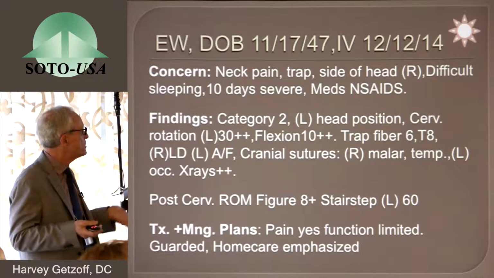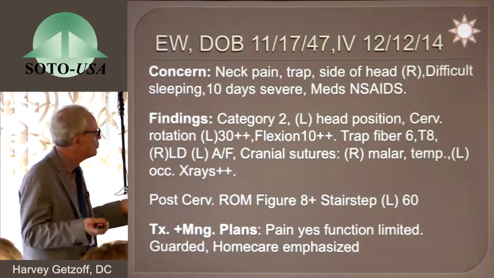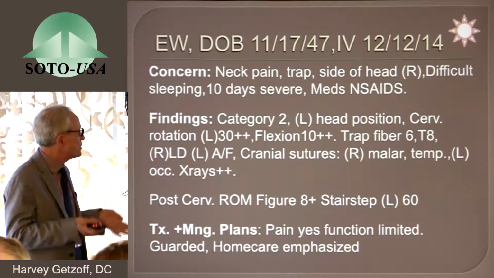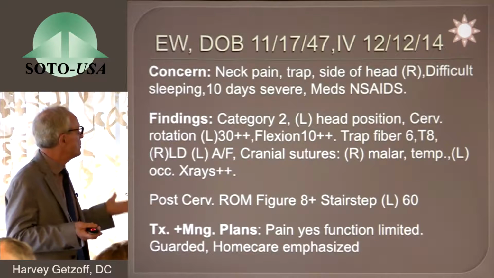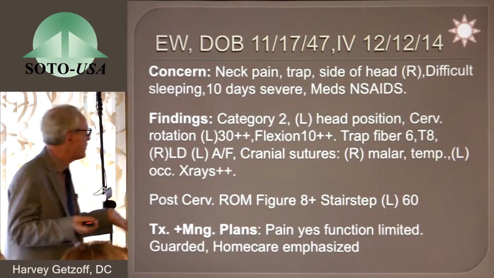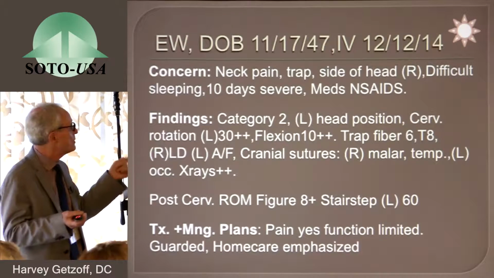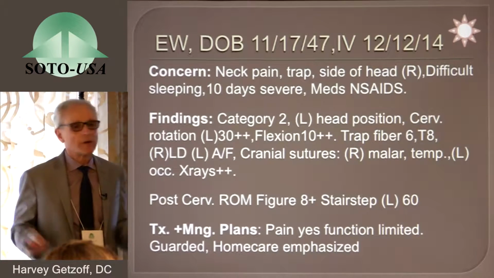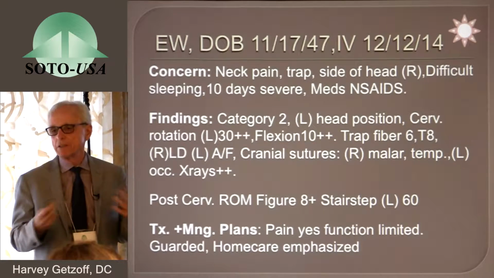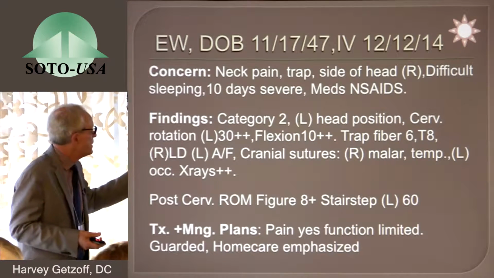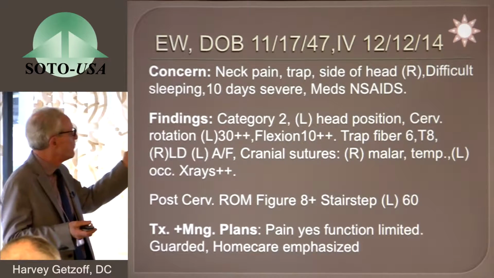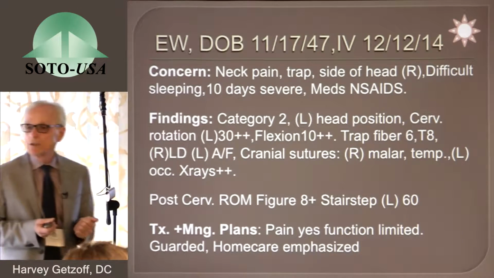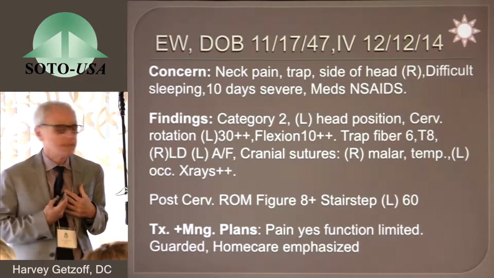Her findings: category 2, left head position, cervical rotation was 30 degrees to the left with a lot of pain. Flexion was 10 degrees. Trap fiber, right leg deficiency, left lower arm fossa, cranial sutures, right malar, temporal, left occipital. The x-rays showed she had lost the cervical curve, with a lot of degenerative changes. We did the figure 8 range of motion study. After the figure 8 and stair step, she improved to 60 degrees, which I thought was a nice improvement, even more than I was anticipating.